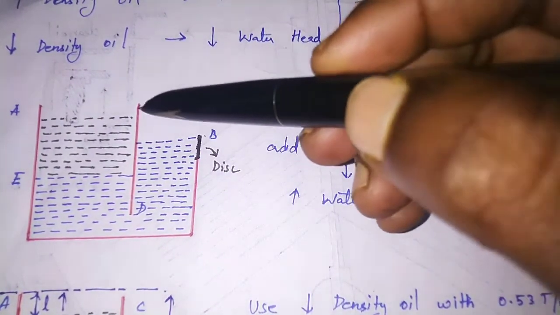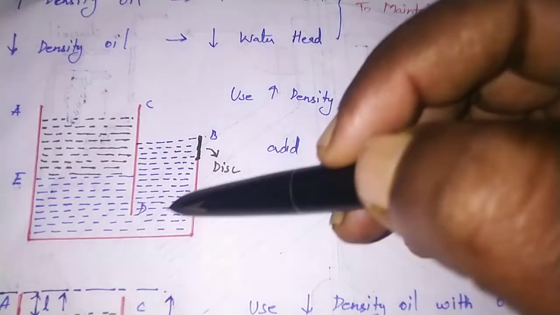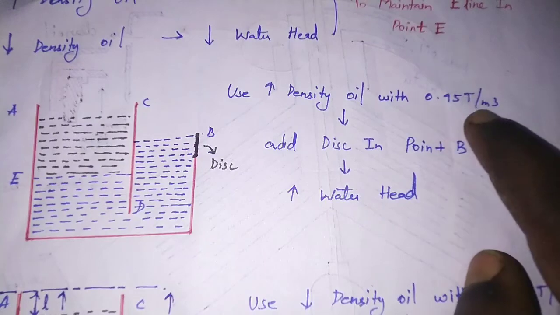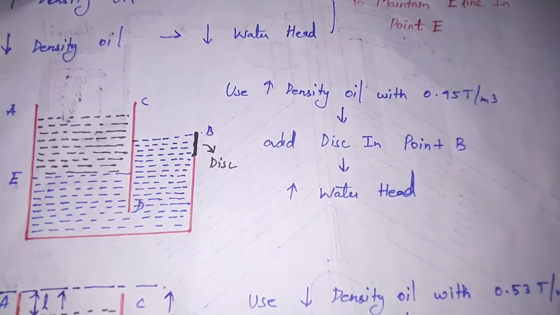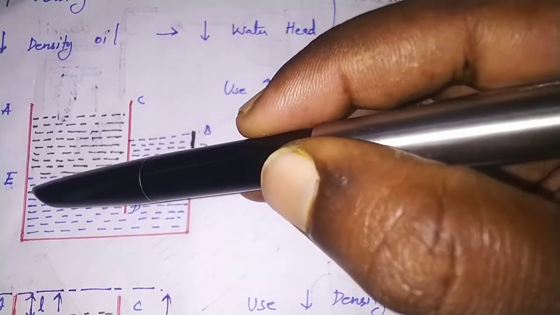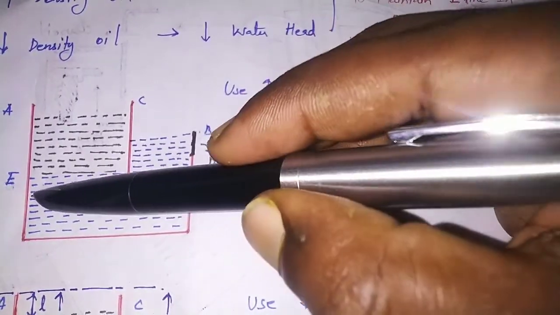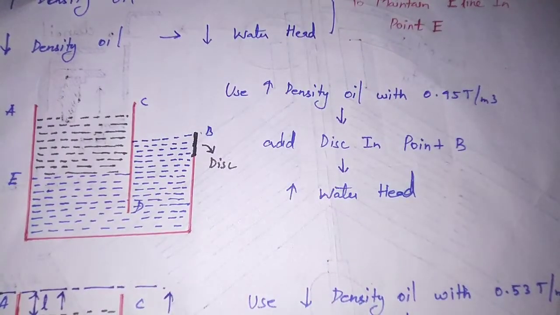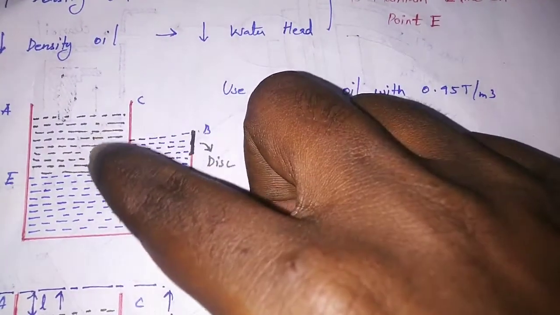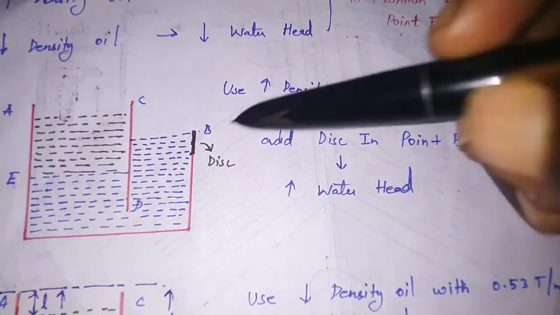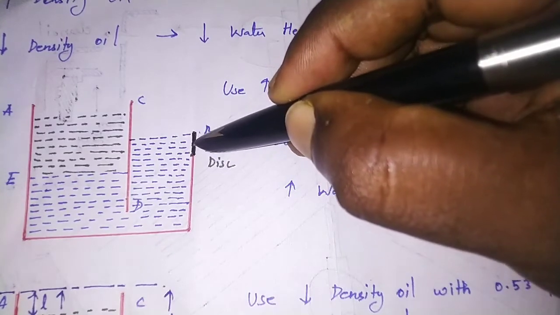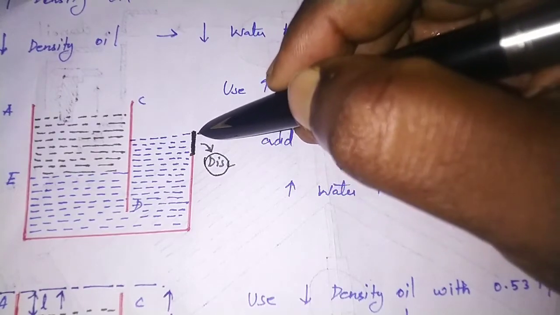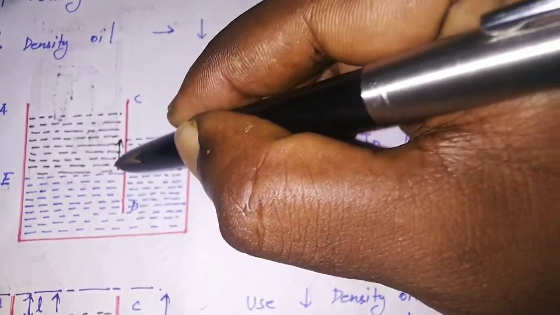This settling tank is the same as the U-tube manometer. Here I can use higher density oil with a density of 0.95 tons per meter cube. Due to that, our E line will be formed near D, so E line is moved outward and formed near D. To prevent oil from mixing up with water, I can add a disc at point B. The black color is a disc. I can add a disc at point B to increase the water head.